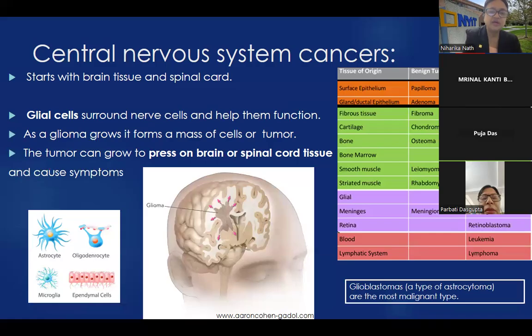So if there is an abnormality in any one of these four types of cells and it becomes cancerous, it becomes, sorry, a tumor, let's say a mass, then it forms a glioma, and it grows and forms a bigger tumor. And typically it's more in the front part, okay? So it can grow and press on the front part of the brain, or it can press against the spinal cord as well, at other locations. So that's your glial cells.